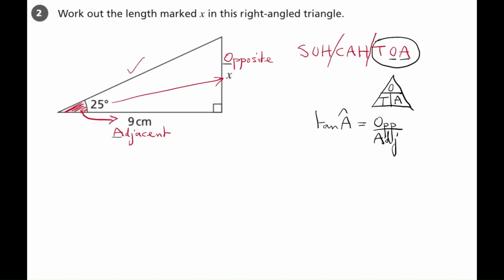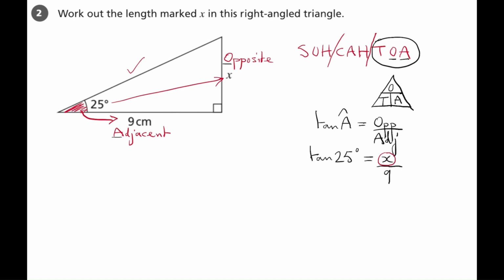We can now substitute the numbers into this formula. So the tangent of the angle, which is 25 degrees, is equal to the opposite side, which we can see as x, divided by the adjacent side, which we can see is 9. So our job now is to find the value of x, get x on its own.